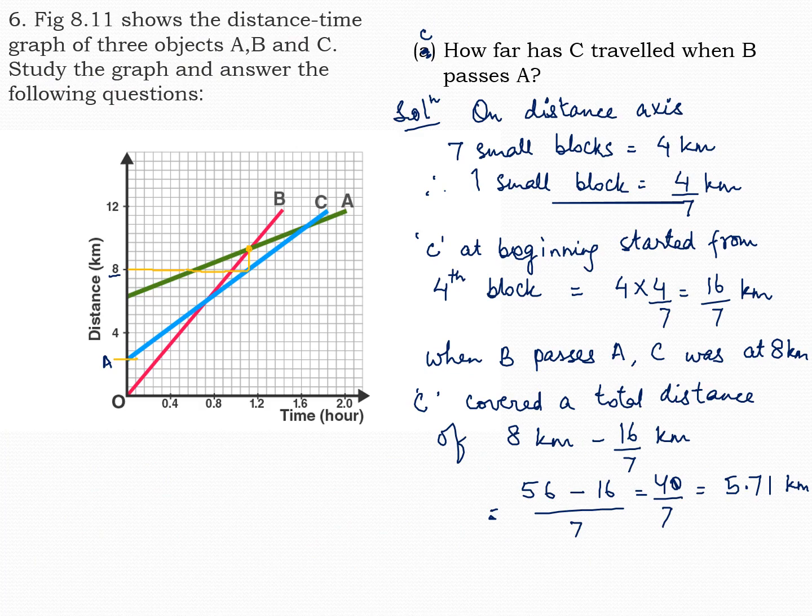Now, see, its C part is quite technical. Please see it. They are asking how far has C traveled when B passes A. So when B passes A, let us say this was B and this was A, and this was the distance. So where was C at that time? See the figure. This is the point when B passes A, and this is the point where my C is.